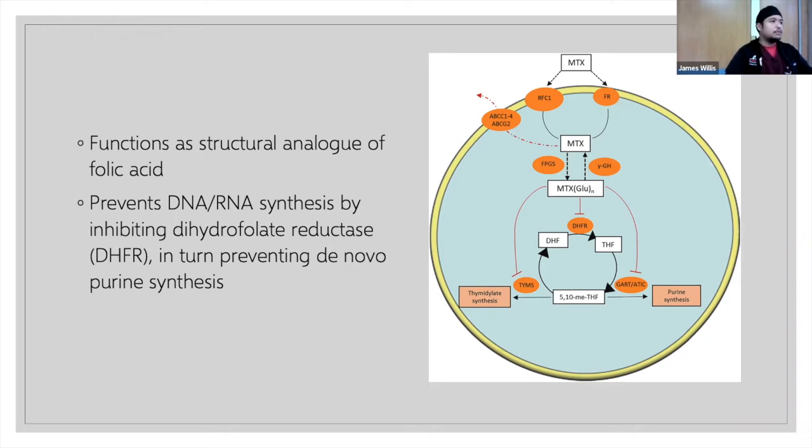This functions as a structural analog to folic acid, and the way it really works is it prevents DNA and RNA synthesis by inhibiting the specific enzyme, the dihydrofolate reductase. In doing so, in turn, as seen in this very complicated biochemistry diagram, it will prevent de novo purine synthesis and therefore prevent further DNA replication by targeting that specific nucleotide.